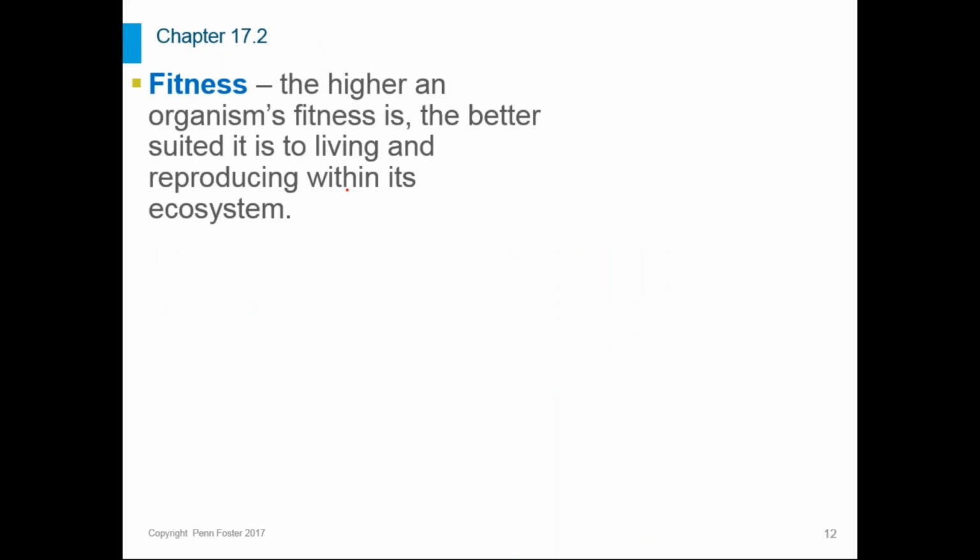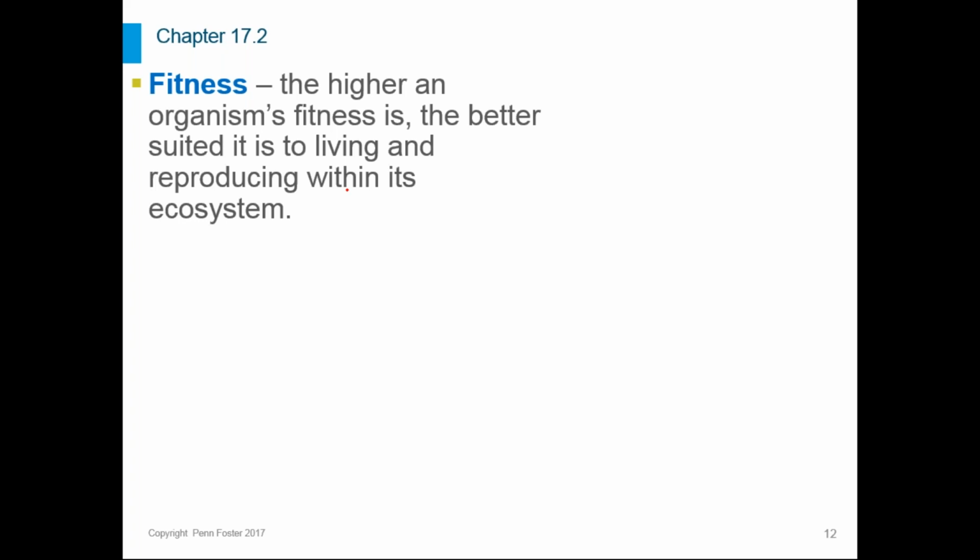Okay, so our next section, 17.2. Another term to review is fitness. The higher an organism's fitness is, the better suited it is to living and reproducing within its ecosystem. Individuals with high fitness have traits that help them survive, and they pass their genes on to their offspring. This is called natural selection.